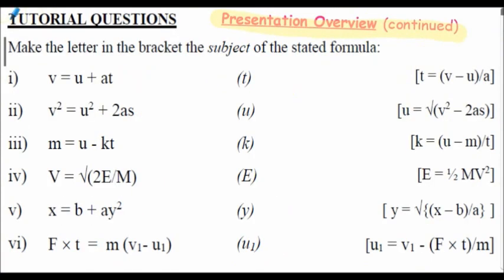Here are now some tutorial questions for you to attempt at your own pace. Same procedures for the examples. We've got to make the letter or the symbol in the bracket the subject of the stated formula. Question 1 here, v is equal to u plus at, we have to make t the subject of the formula, and again as for the previous slide, the answer is shown in the bracket on the right hand side.